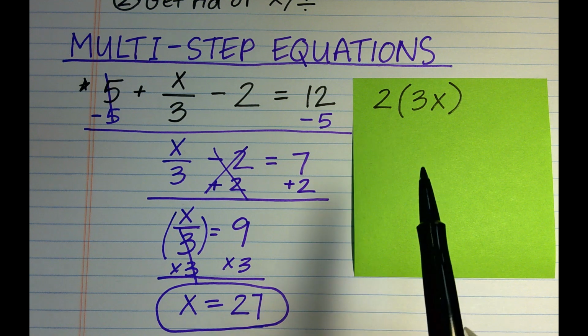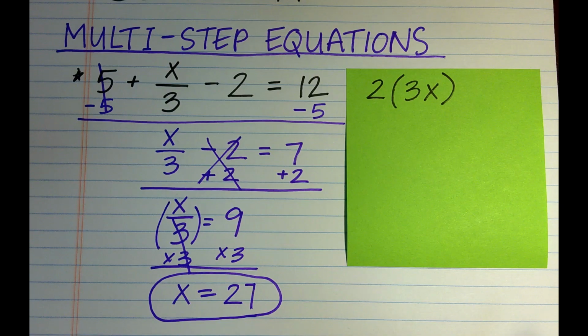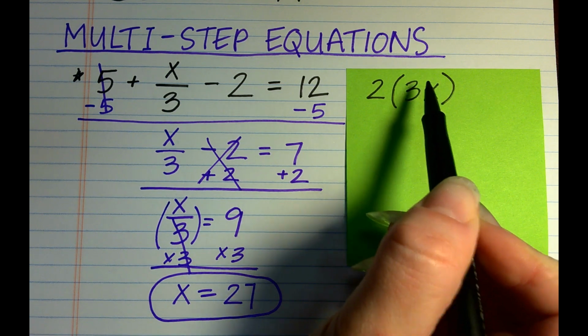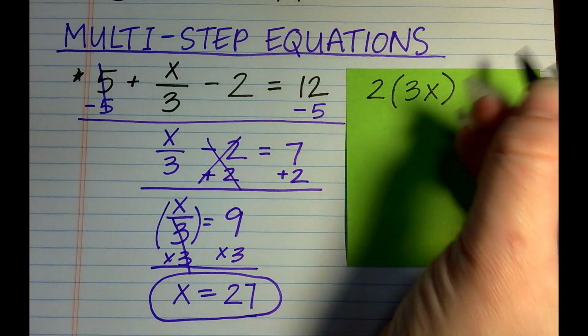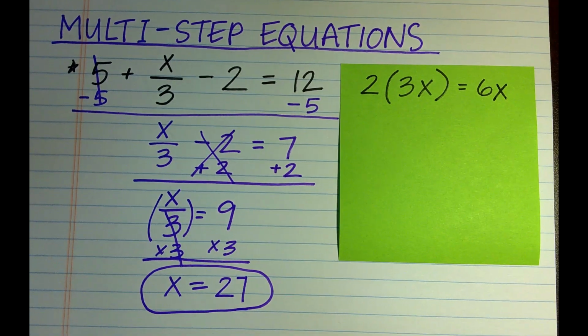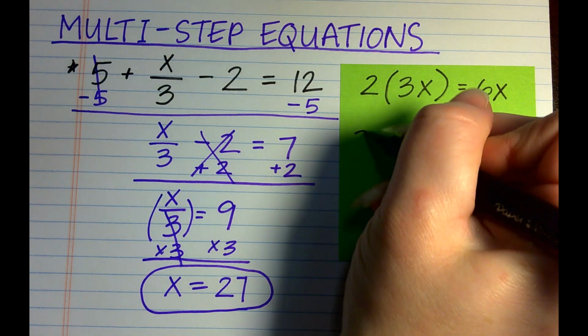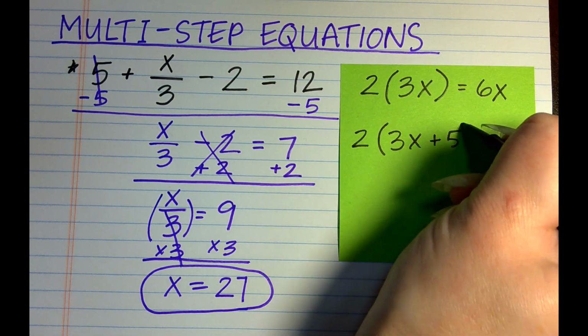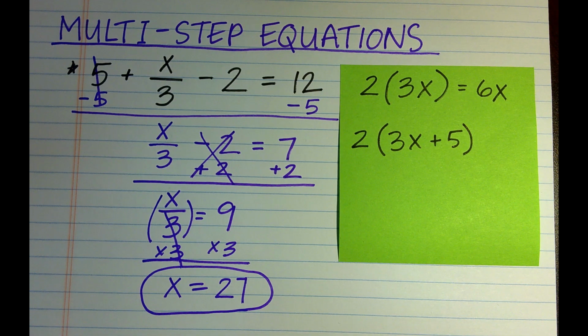Great. So what is 2 times 3x? 6x. Great. You just multiply the numbers and carry that variable with you. So 2 times 3x is 6x. Now, what if we had something more like this? 2 times 3x plus 5. What would we do in this scenario?